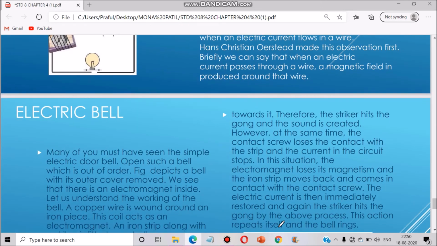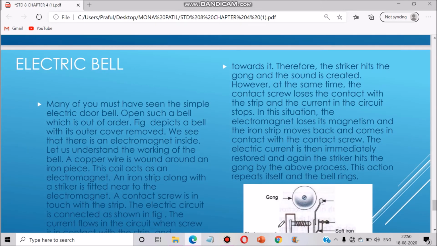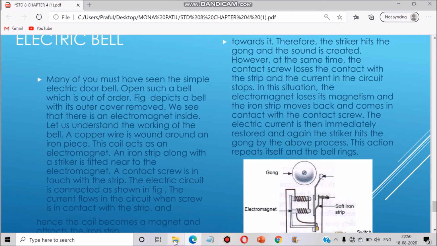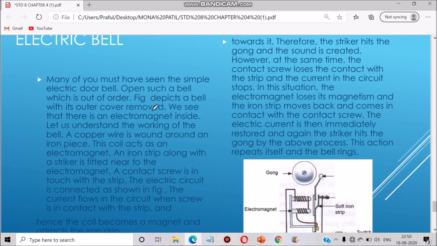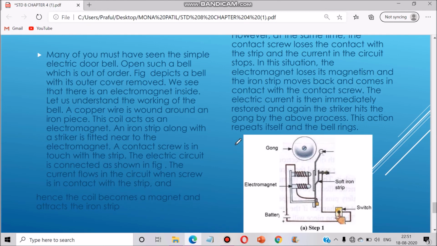Okay, next is the electric bell. Every house has a bell. Many of you must have seen the simple electric doorbell. Open such a bell which is out of order or not in use. See the figure, which depicts a bell with its outer covering removed. We see that there is a magnet inside this bell. Let us understand the working of the bell.